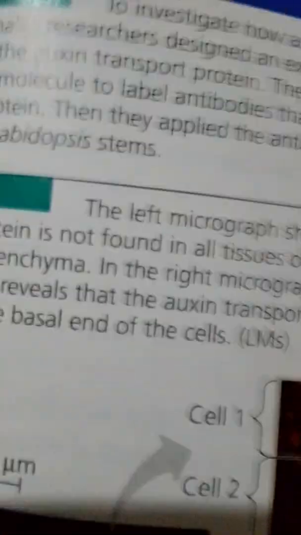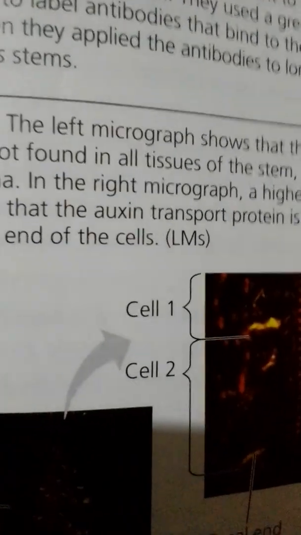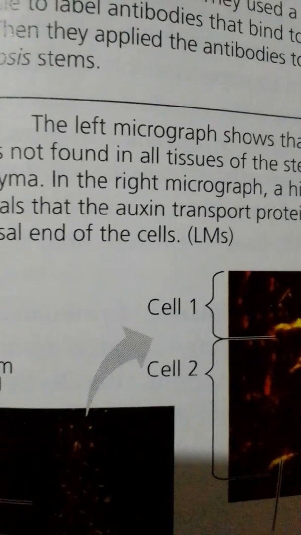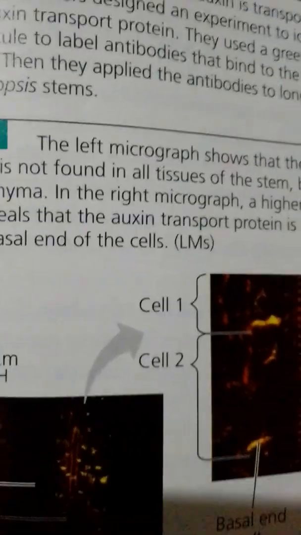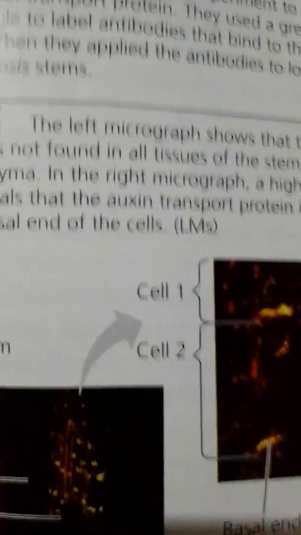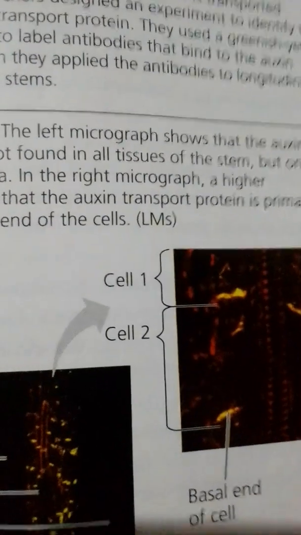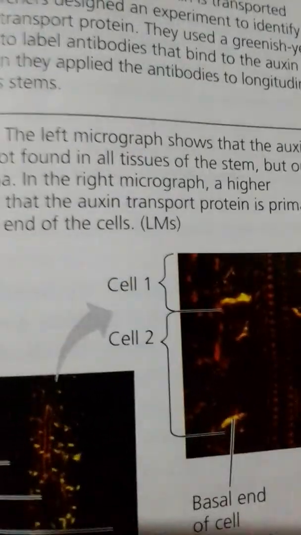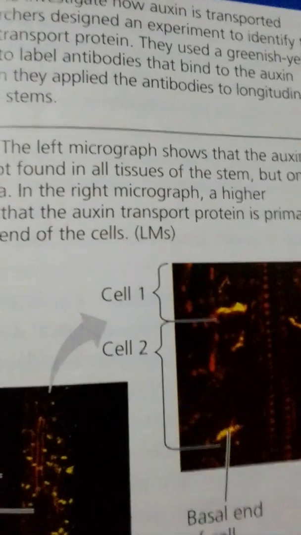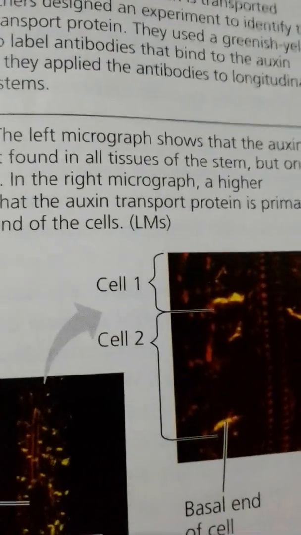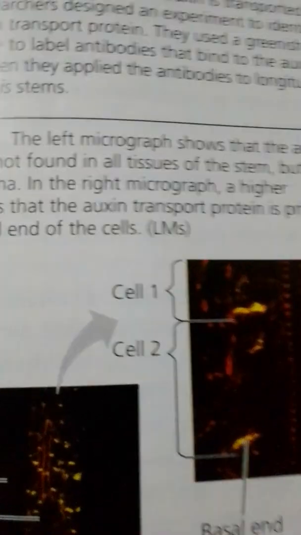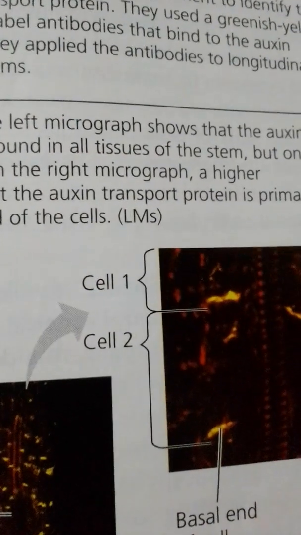Inquiry: what causes polar movement of auxin from shoot tip to base? Experiment. To investigate how auxin is transported unidirectionally, researchers designed an experiment to identify the location of the auxin transport protein. They used a greenish-yellow fluorescent molecule to label antibodies that bind to the auxin transport protein. Then they applied the antibodies to longitudinally sectioned Arabidopsis stems. Notice the result.